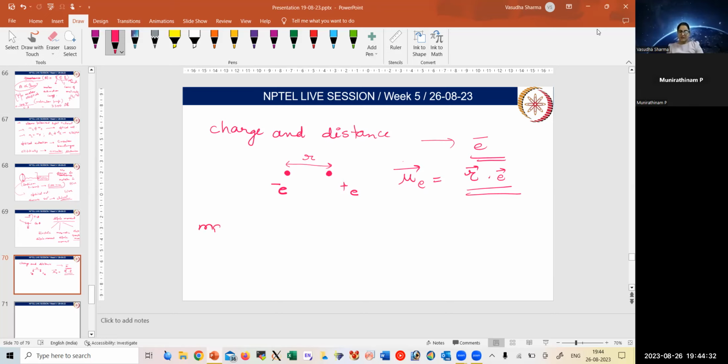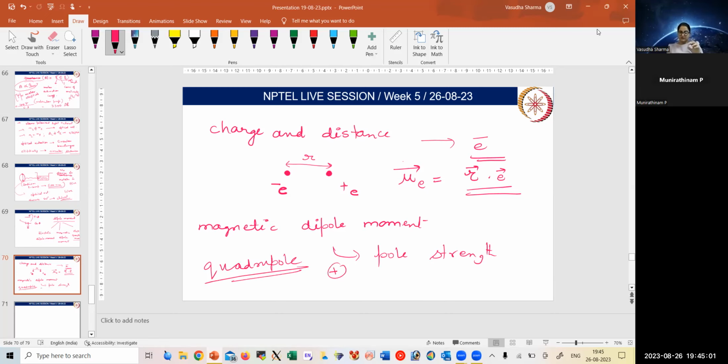Similarly, if I am talking about the magnetic dipole moment, now instead of charge, that will depend upon the pole strength because we will be having a south or north pole. So the distance is the same, but now they are creating a pole strength, the magnetic pole strength. And in case of the quadrupole, quadrupole means four, that means four poles are there. So two positives and two negatives.